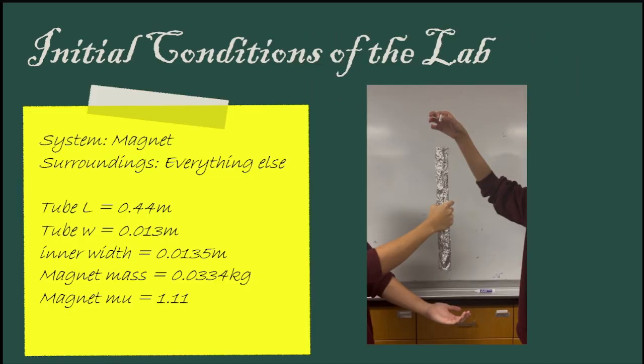Initial conditions of the lab. The system is the magnet and the surroundings are everything else. The length of the tube was 0.44 meters. The width of the tube was 0.013 meters. The inner width of the tube was 0.0135 meters. The magnet mass was 0.0334 kilograms, and the magnet mu value was 1.11.